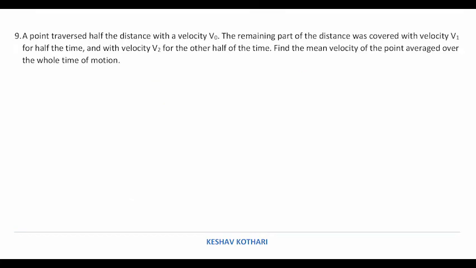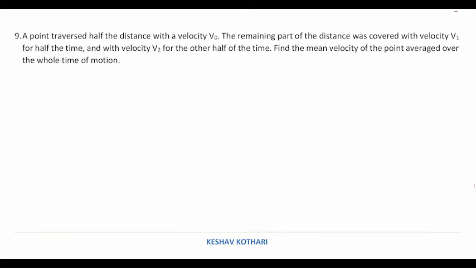So let us deal with the next question, question number 9. A point traversed half the distance with a velocity v0. The remaining part of the distance was covered with velocity v1 for half the time and with velocity v2 for the other half of the time. Find the mean velocity of the point averaged over the whole time of motion.